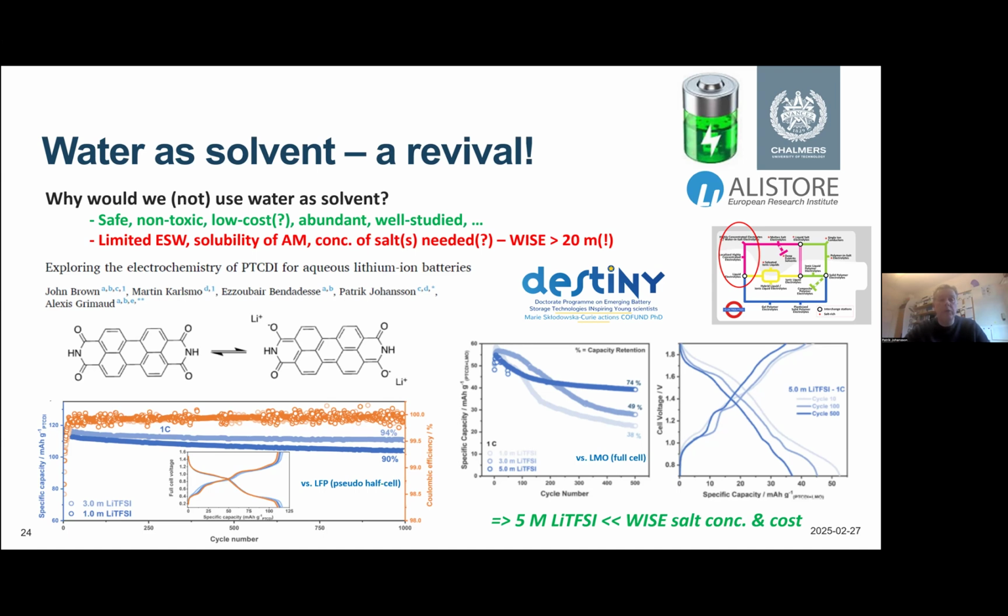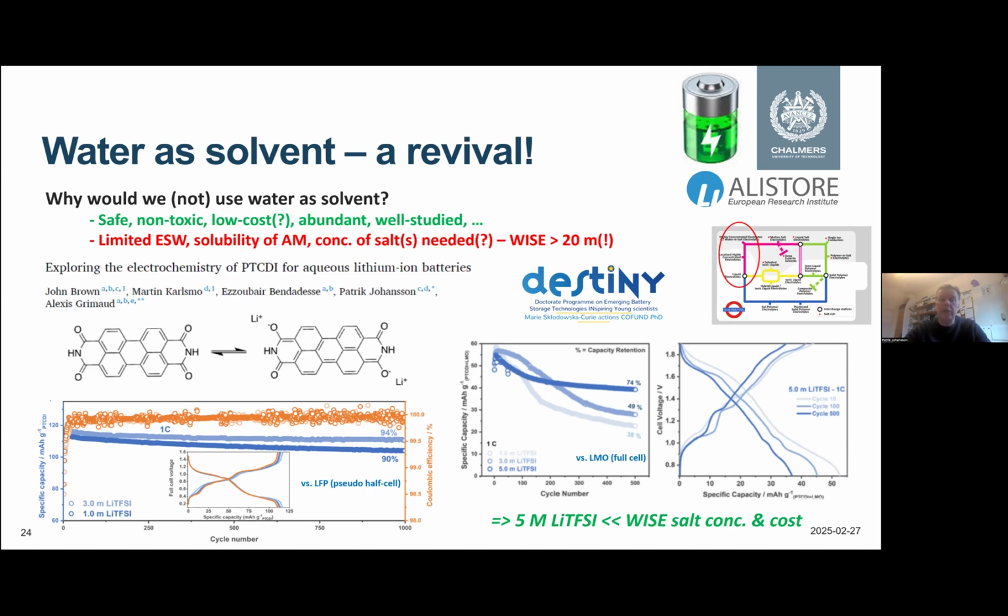So this was a collaboration within the Destiny program between Collège de France, John and Alexis, and our group here. And we started to talk about, can we make aqueous organic batteries? So basically we have this PCTDI as an organic electrode, which can coordinate up to 2 lithiums. And we put that towards the LFP. So we're creating basically a pseudo half cell in this system. And we're looking at what happens if we go for the 1 molar LiTFSI solution or a 3 molar or actually a 5 molar solution.